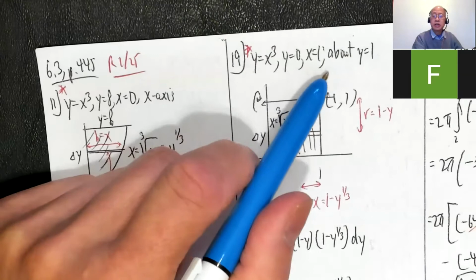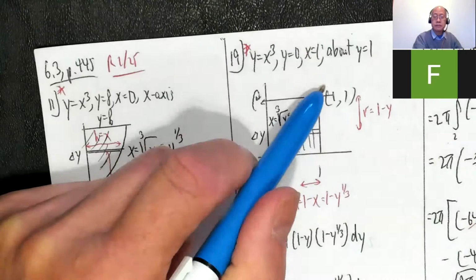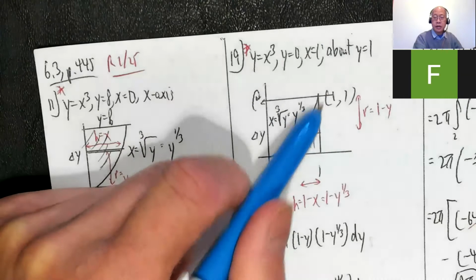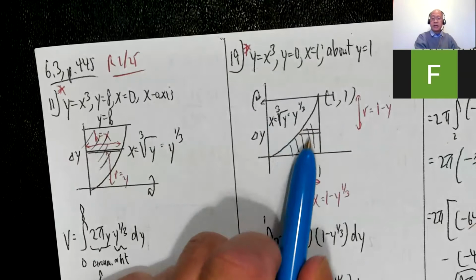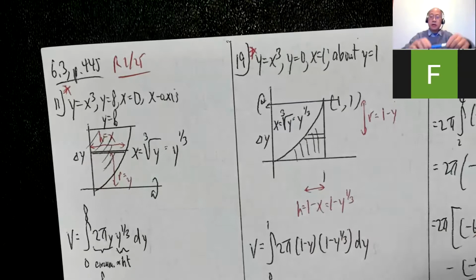And y equals x cubed, we know it looks something like this. Y equals 0 is the x-axis, x equals 1. So this piece spins about y equals 1. So if I'm doing the shell method, my slices are delta y, okay, not delta x. See, how do you know? If I slice this way, I'm going like this. I spin it way up here, it's going to go like so. There's this hole in the middle, so I end up with a cylinder.